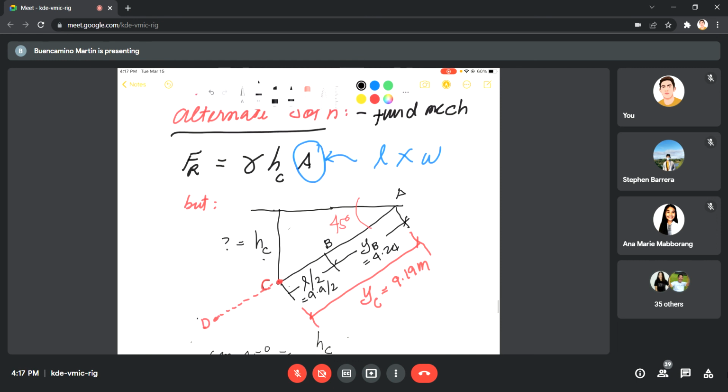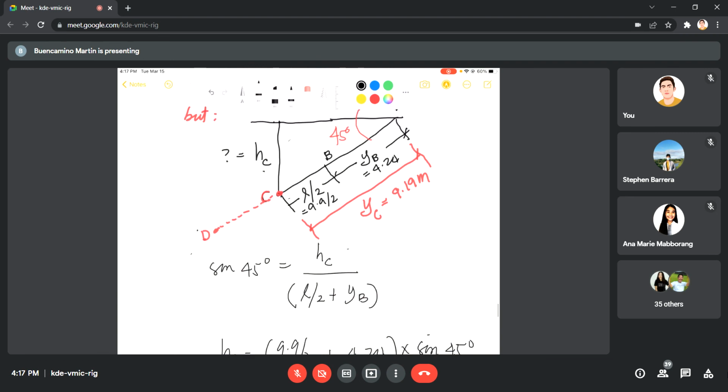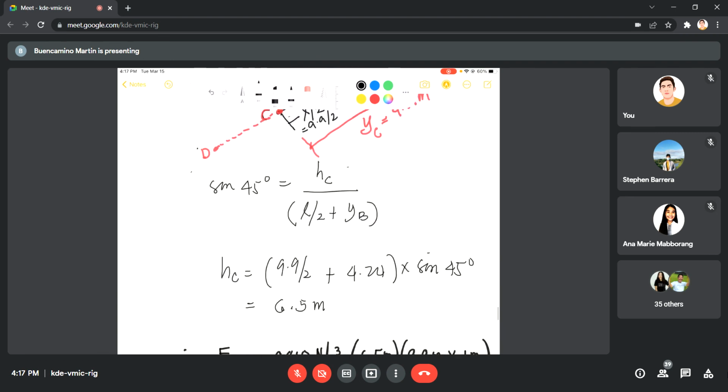So all you have to do is to compute H sub C. Knowing now that your length is 9.9, kalahati ng length, yan ang location ng centroid natin, kalahati ng length, which is 9.9 divided by 2. And then yung Y sub B natin, na-compute natin kanina as 4.24. Therefore, yung Y sub C natin is 9.19. And you can determine H sub C by trigo. So yung H sub C natin 6.5.